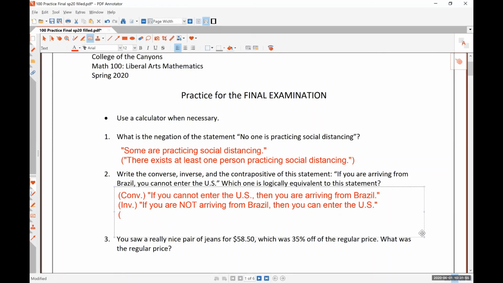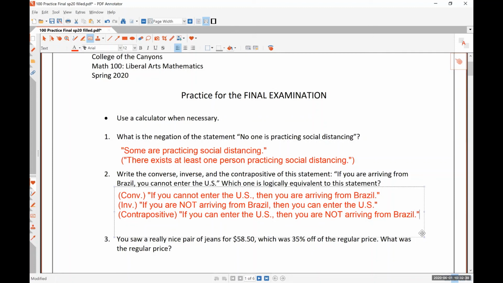But what is logically equivalent to the original statement is this last one, the contrapositive. This is the only one that is logically equivalent to the original statement, if you're arriving from Brazil, you cannot enter the US. So the contrapositive is to do exactly both of those, okay? So you switch the order and you negate. So it'll be in the structure, if not Q, then not P. In English here, it'll say if you can, all right, so negate the negation, cannot. So if you can enter the US, then you are not arriving from Brazil.